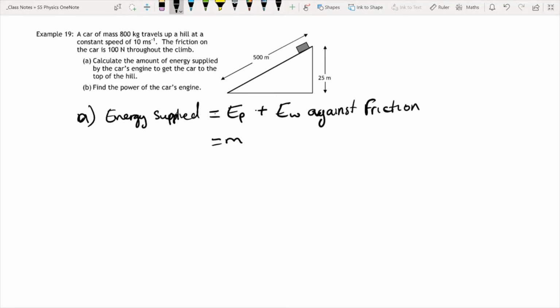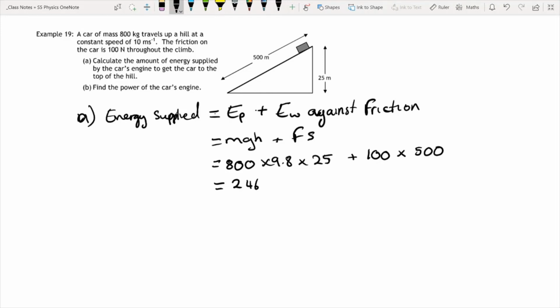So mgh plus force times distance, F times S. So it's 800 times 9.8. Remember, it's the vertical height, so 25, plus the force of friction, which is 100, times by the distance travelled, which is 500. And that comes to 246,000 joules.